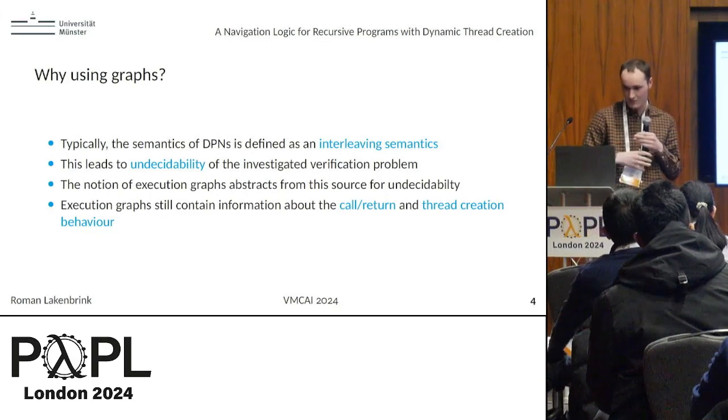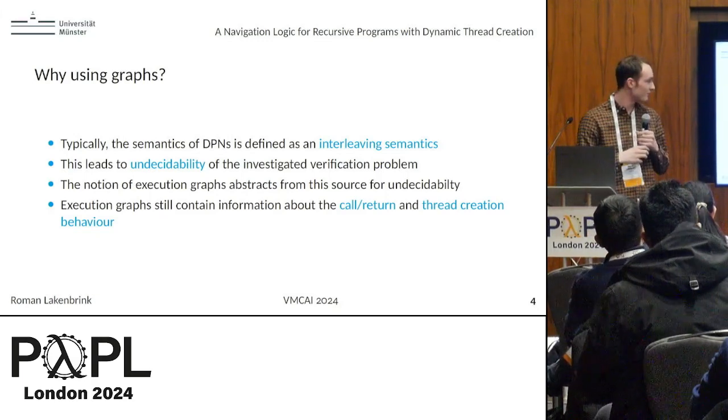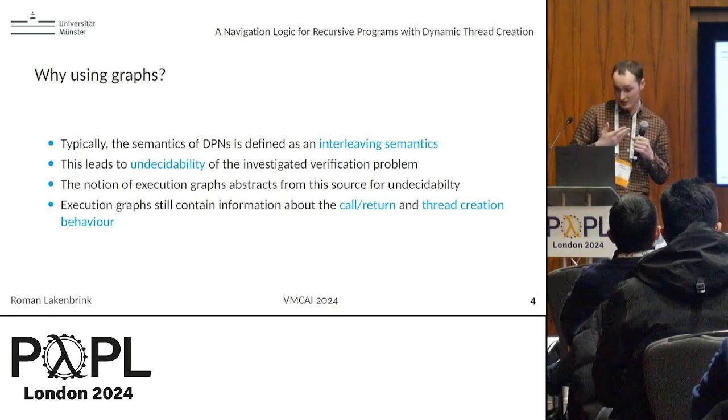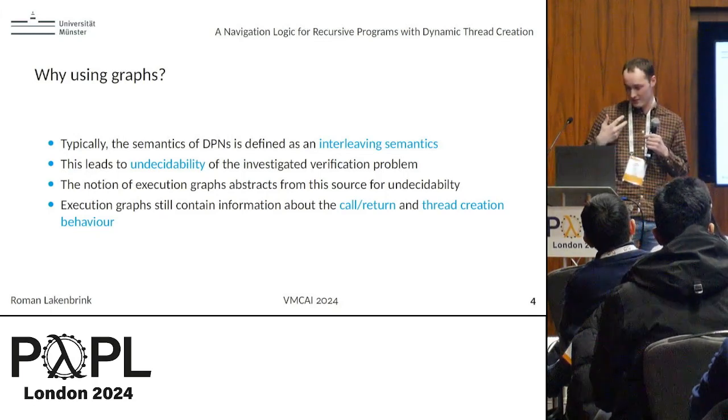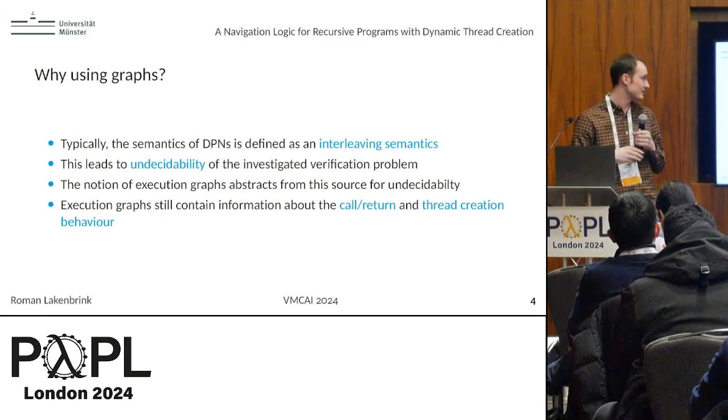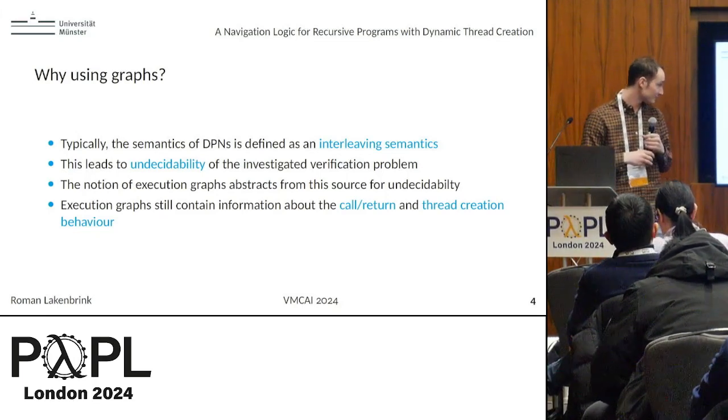But one big problem with this kind of semantics is that it often allows the encoding of the intersection problem for context-free languages quite easily. And if this is possible, then this would make all our verification problems immediately become undecidable.